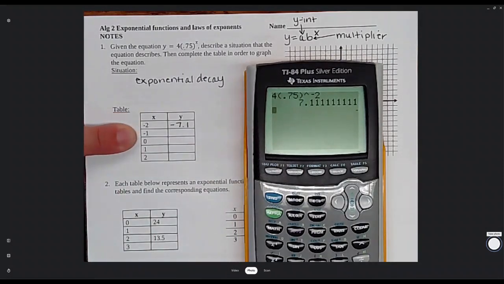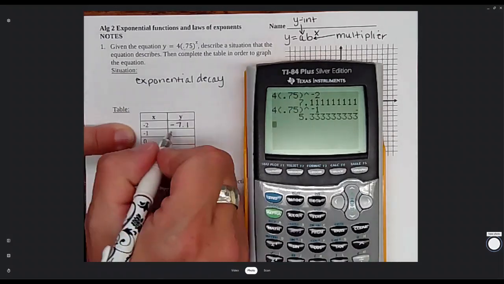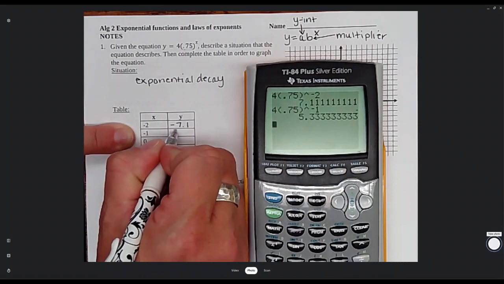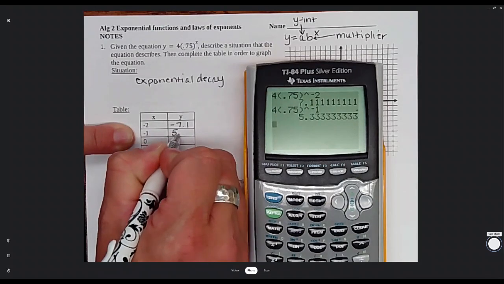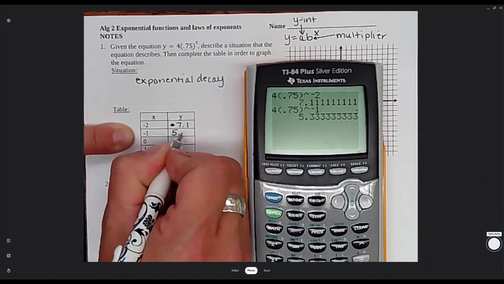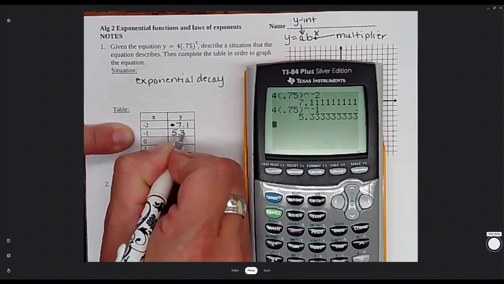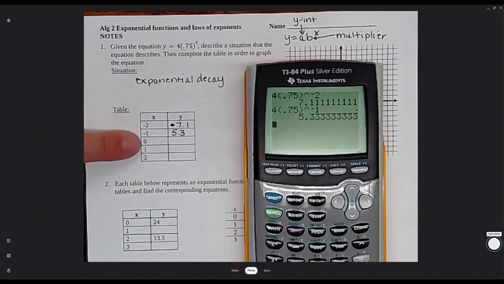Next, I'm going to do the exact same thing, and I'm going to plug in negative 1. Make sure you're using your negative, not your minus key. Remember, it does make a difference. So 5 point, oh, this first one wasn't negative. No. 5.3 repeating.